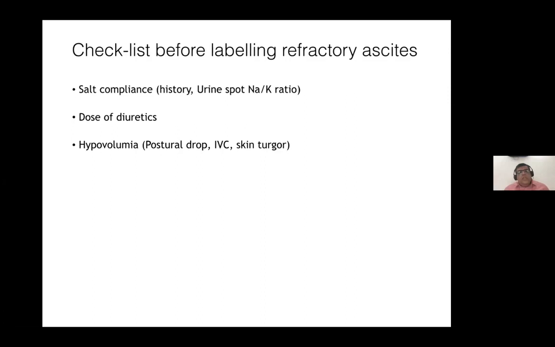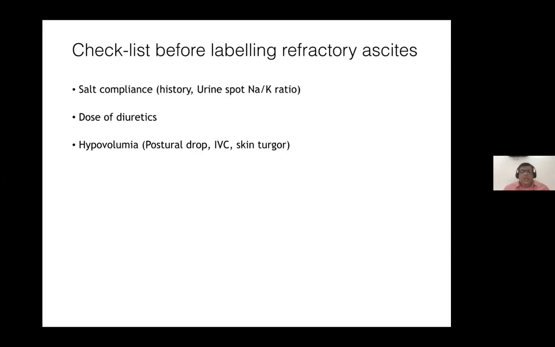You look at the urine spot sodium to potassium ratio. Now we have given up on doing urinary spot sodium, but if you look at urine spot sodium to potassium and somebody has a weight gain despite having a high sodium to potassium ratio, then you know that the compliance is a problem. Look at the dose of diuretics, whether the appropriate dose of diuretics is going on, whether the patient has been taking what we have prescribed or not.